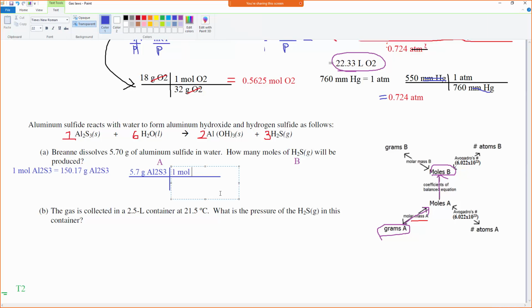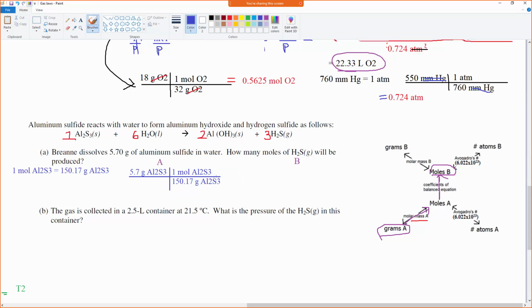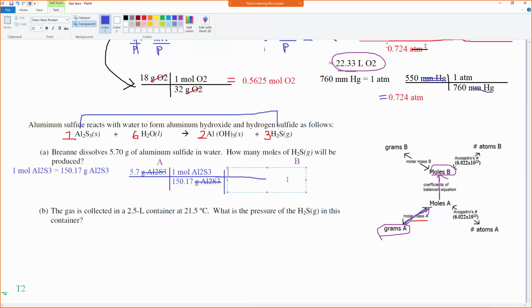Good, 1 mole Al2S3, 150.17 grams Al2S3, okay. So after I use the molar mass, my roadmap says I should be at moles of A, which in fact, those cancel, and I am. And then it says use the coefficients to get to moles of the other thing you're looking for. In this case, it's H2S. So I'm going from here to there. So I'm using these coefficients, a 1 and a 3. Perfect. And what's going to go on top?